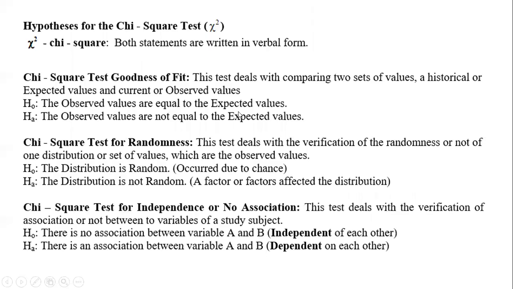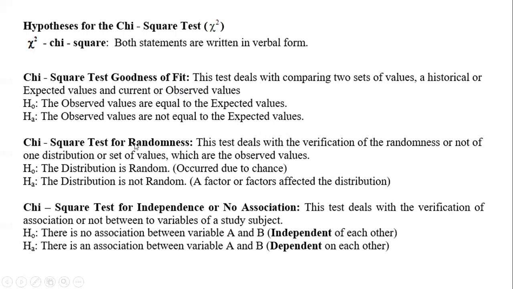For the z-test for mean. Then we have the hypotheses for the chi-square test. For the chi-square test, both statements are written in worded form. So this conversion from words to symbols of the pair of hypotheses is not for the chi-square, only for the z-test for mean. You have the chi-square test for goodness of fit, and the chi-square test for variation. Here H sub 0 always says the observed values are equal to the expected, and the alternative says the observed values are not equal to the expected.